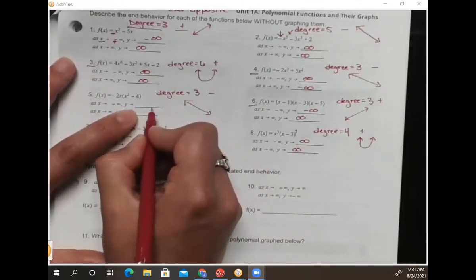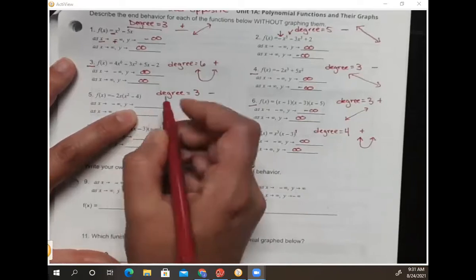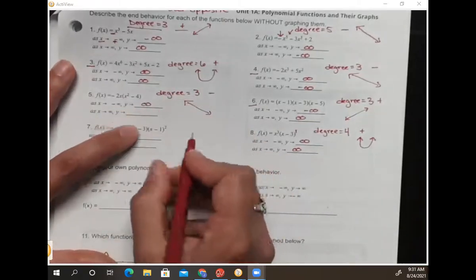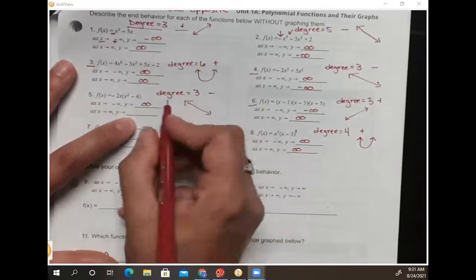Where's y going to go on the left side of the graph? To positive infinity. Where's y going to go on the right side of the graph? Negative infinity. Good.